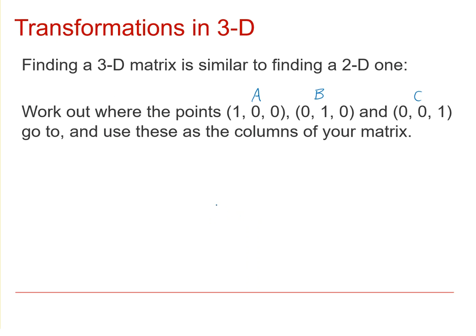So these points in 3D space, if I just do a quick sketch, there's my x-axis, there's my y-axis, and we always have a right-handed set of axes. If I put my right thumb along the positive x direction and my first finger along y, then my second finger will give me the direction of the z-axis. Then if I mark the points on each of these, this one will be A, this one will be B, and this one will be C.